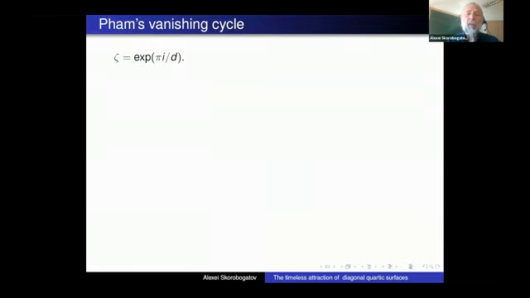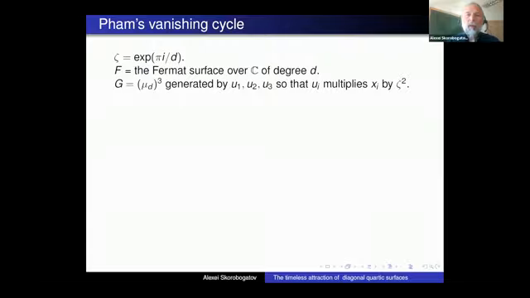So let's start with fixing a primitive root of unity zeta of degree 2d. So it's not degree d, but degree 2d. Then F is going to denote the Fermat surface over the complex numbers of degree d. So we treat it as a complex manifold. I remind you that G is the group which is the self-product of three copies of mu_d. And we write its generators as u1, u2, u3 with the convention that u_i multiplies the ith coordinate of my diagonal equation by zeta squared. So zeta squared is a primitive root of degree d.